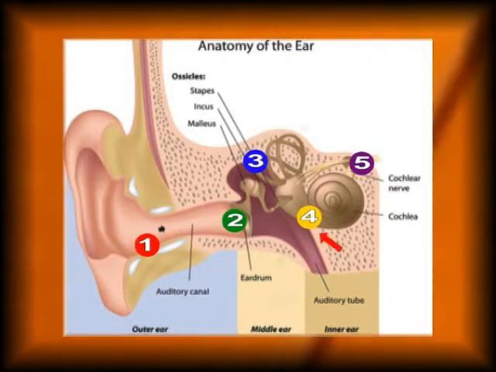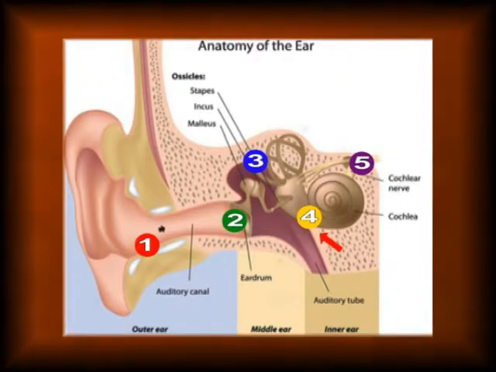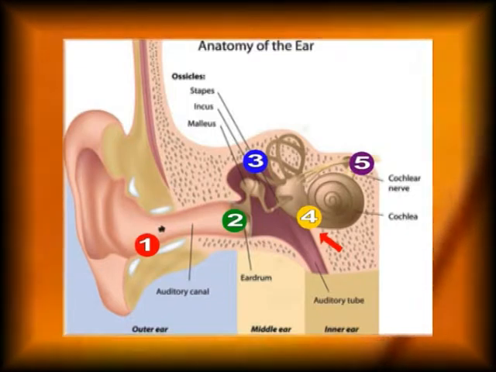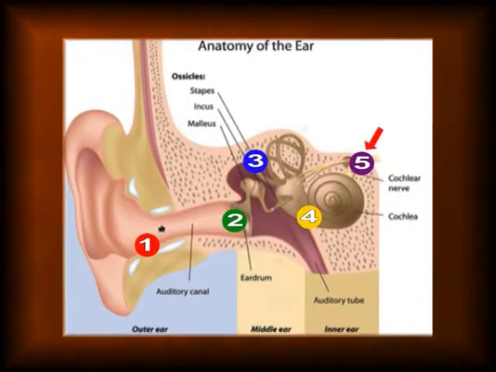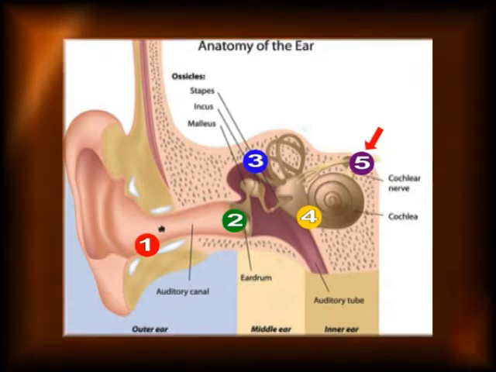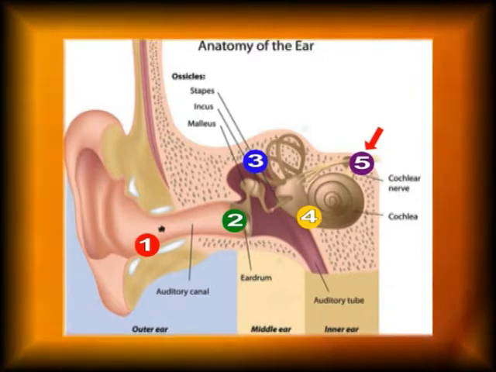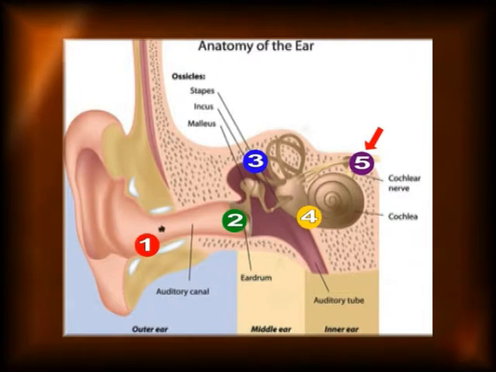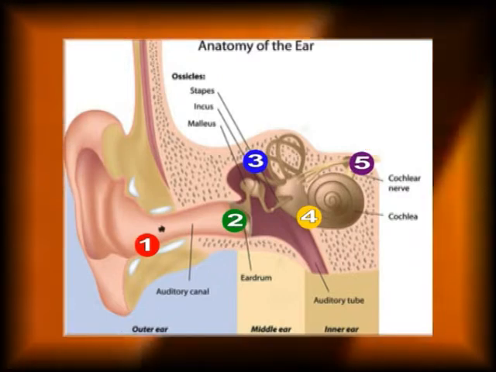cochlea. 4. The sound vibrations activate tiny hair cells in the inner ear, which in turn release neurochemical messengers. 5. Your auditory nerve carries these electrical signals to the brain, which translates them into a sound that you can now understand. Wow, what a God we are serving.